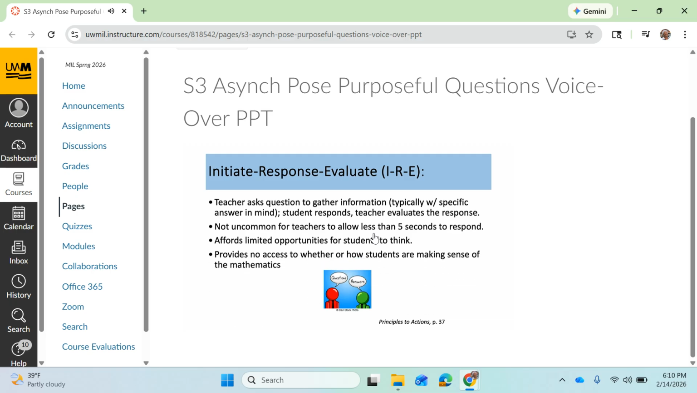And then lastly, in this pattern, we also see that we don't get access to whether or how students are making sense of the mathematics. So we might know that one student knows the answer to 7 plus 8, but we don't really know how they thought about it or if they actually understand what it means to combine 7 and 8.